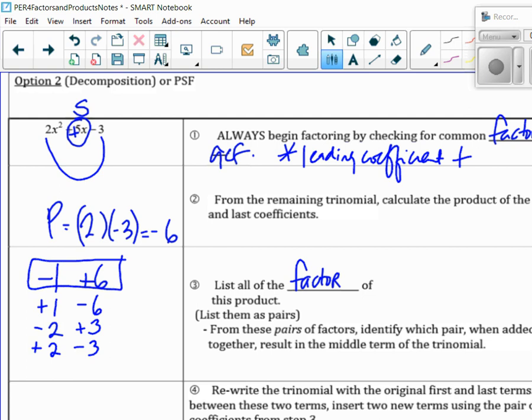Okay, so now, once you've figured that out, you rewrite the trinomial. Instead of the middle term being 5x, you split the 5x up to be a minus 1x and a positive 6x. That's what I'm getting right here. Okay, so it's going to become 2x squared minus 1x. I'm just going to write the minus 1x. Plus 6x minus 3.